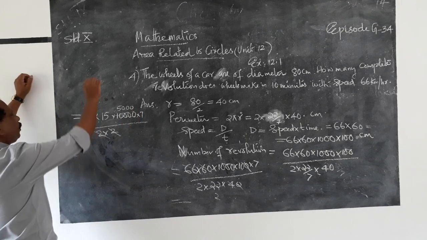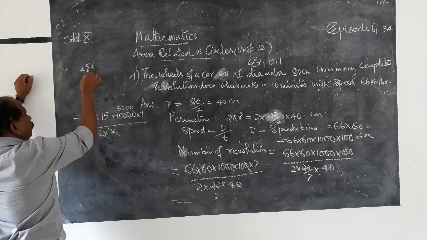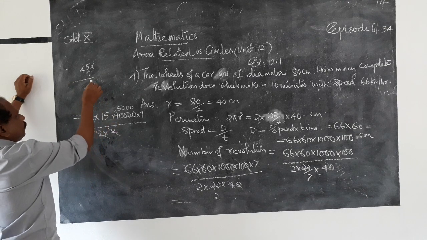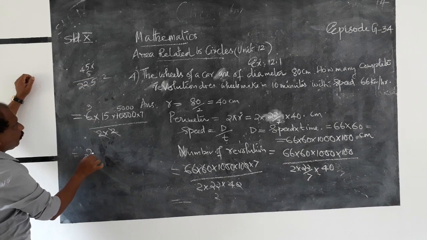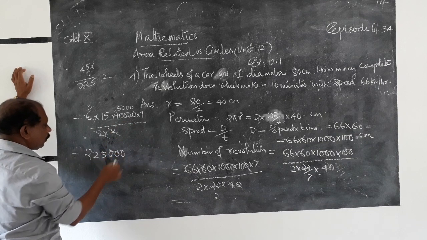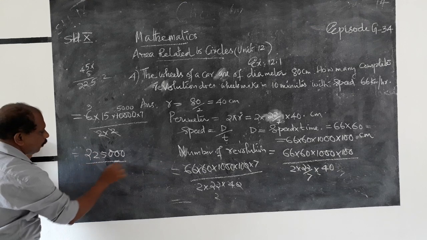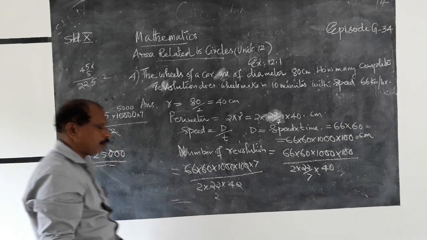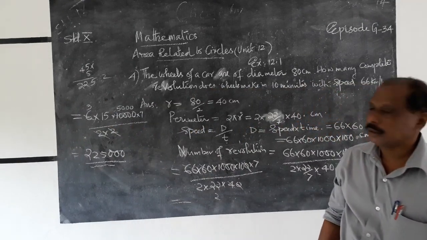That's equal to 45 into 5, equal to 225. How many zeros? 3 zeros. That is the number of revolution, that is 2,25,000. That is the number of revolution.